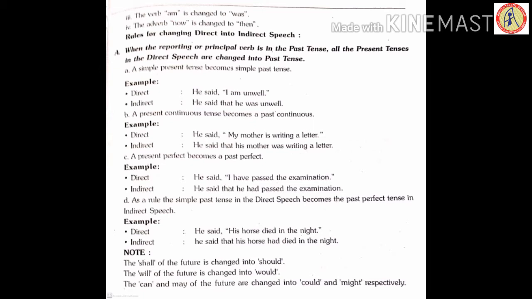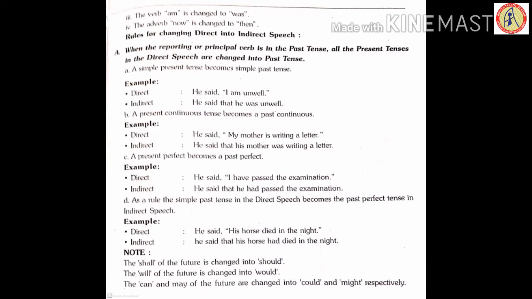As a rule, the simple past tense in the direct speech becomes the past perfect tense in indirect. He said, "His horse died in the night." Died is given in the past tense, so V1 changing to V2, V2 is going to be changed into had plus V3. He said that his horse had died in the night. So died changed to had plus V3 form.